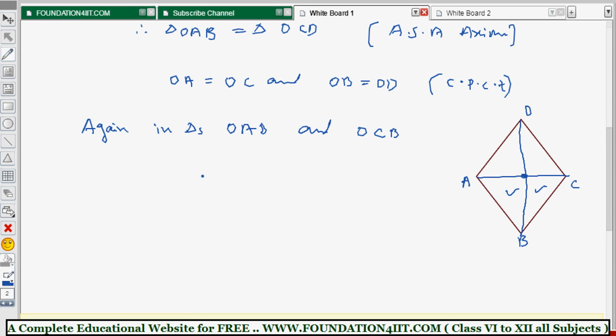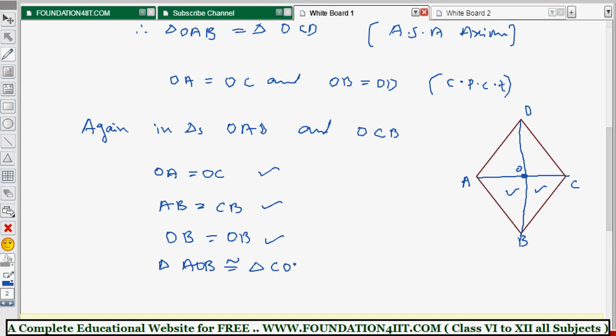That is OA is equal to OC, because already we proved that, that is a side, and AB is equal to CB. So that is the side of the rhombus. Again OB is equal to OB because it's a common side. So this is already proved. This is the sides of the rhombus and the common side. Then we can say these two triangles, triangle AOB is congruent to triangle COB.